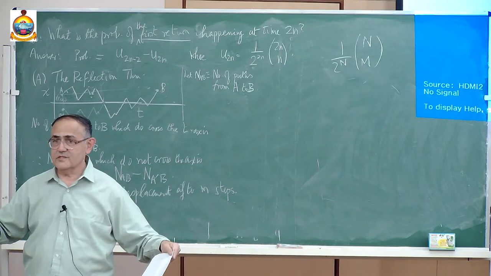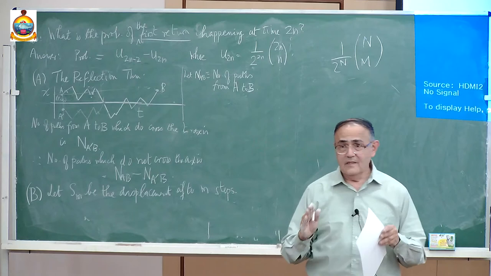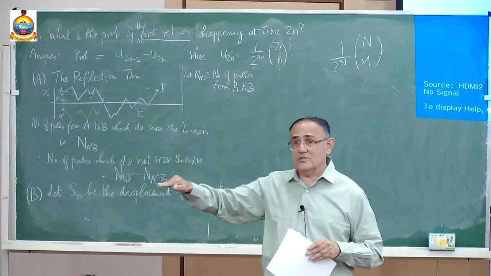So, all our effort therefore will now be channelized into finding the number of paths or the probability of not crossing the origin up to a certain time. That will be enough.